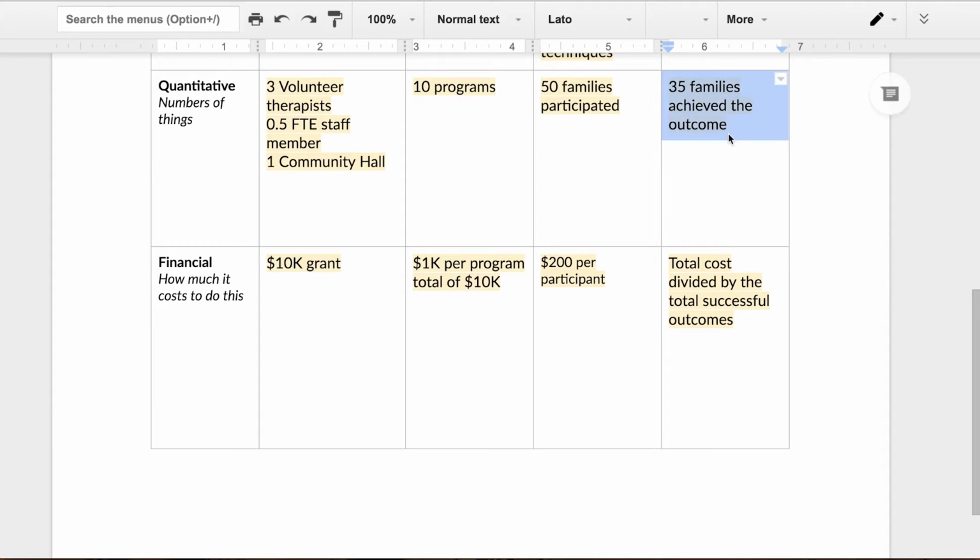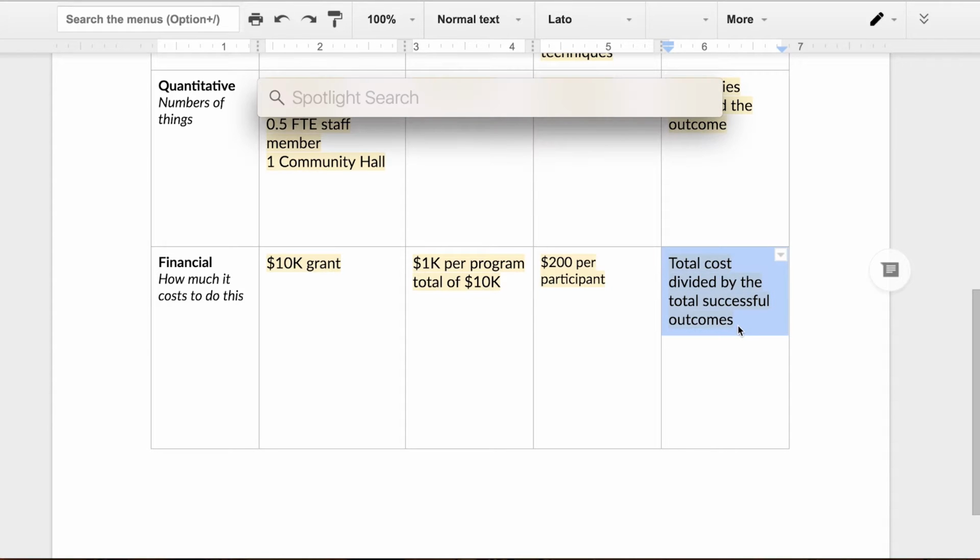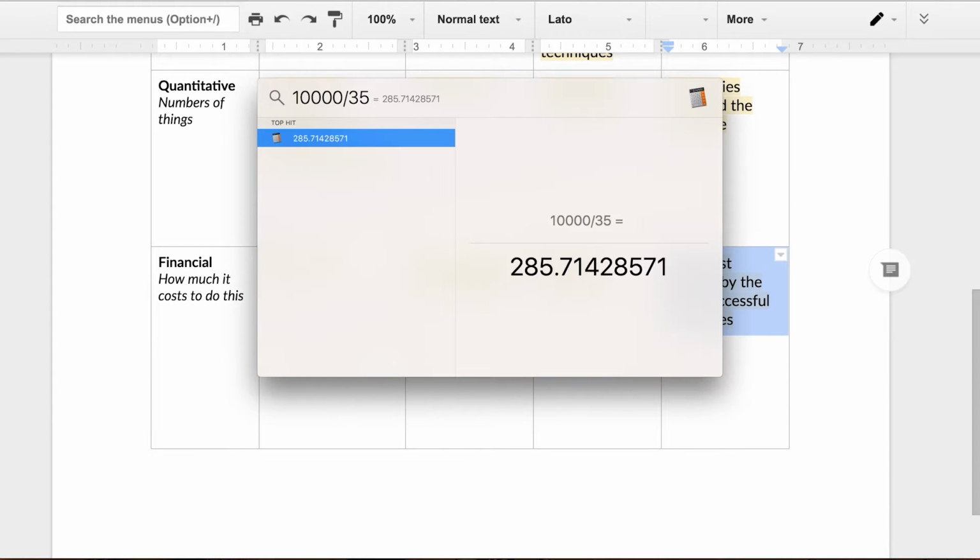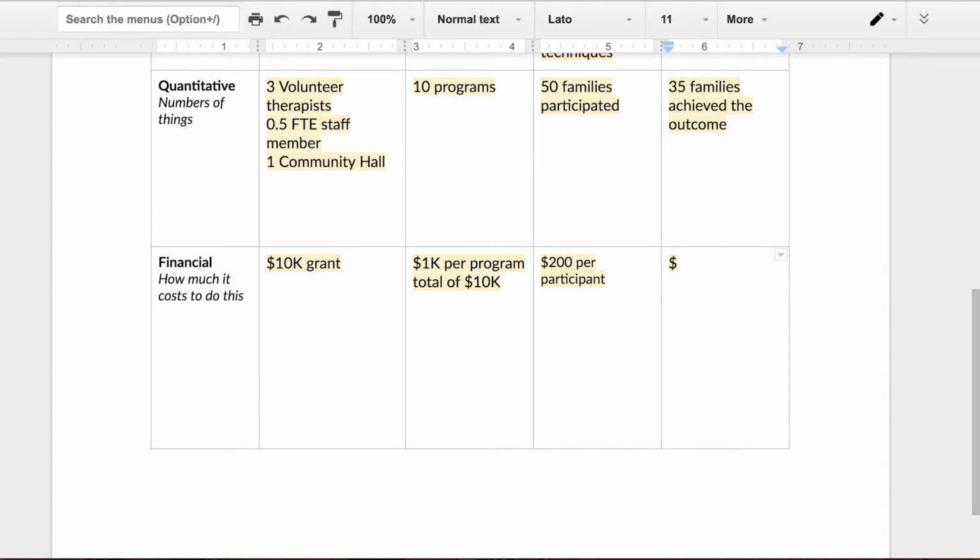Okay, neat. Next is the money stuff. How do we do this? If 35 families achieved the outcome, what is that cost overarching if we're breaking it down to 35 families? Right. So we want to write down the money spent to achieve each outcome, which means that if our program cost $10,000 and we had 35 families achieve the outcome, that's $10K divided by 35 or $285 each.